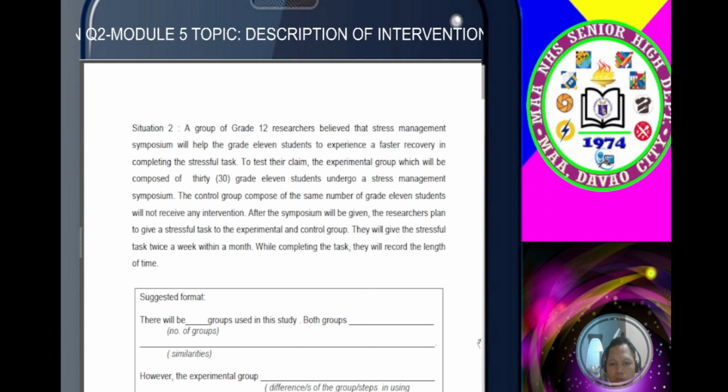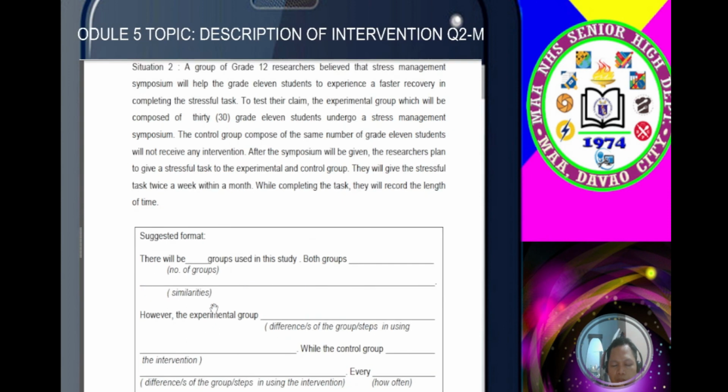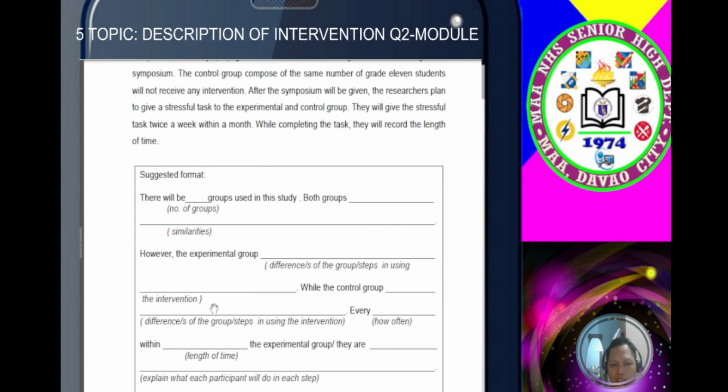After the symposium is given, researchers plan to give stressful tasks to the experimental and control group. They will give the stressful task twice a week within a month. While completing the task, they will record the length of time. Okay, so you answer the activity.